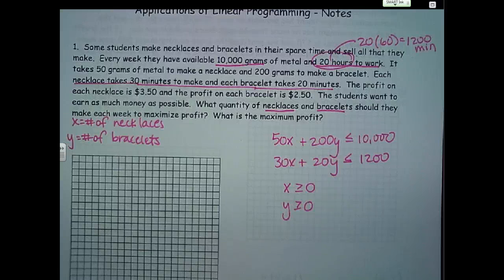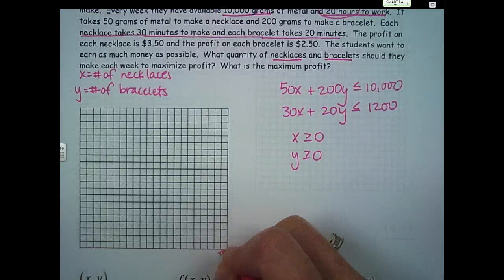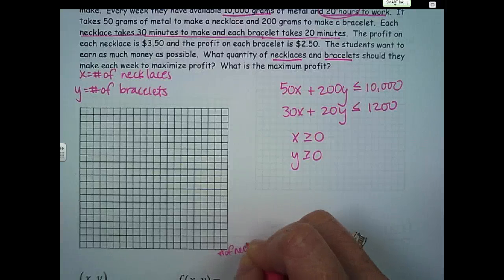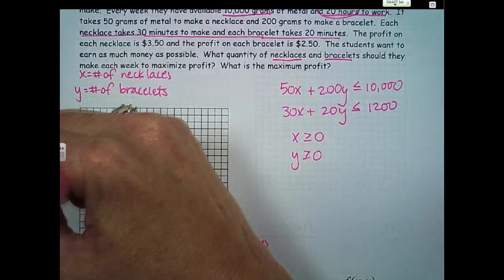Okay, so this is not labeled in any way because of that, right? Everyone would be a little different. But guys, in reality, you're going to have a positive amount of bracelets and necklaces. So that's important to keep in mind. What they're telling us then is this x-axis represents the number of what? Necklaces. The y-axis represents the number of bracelets.